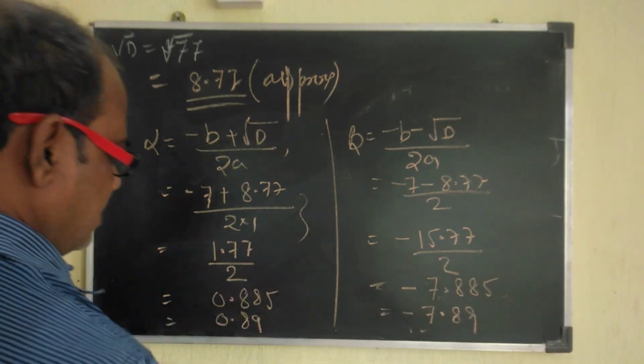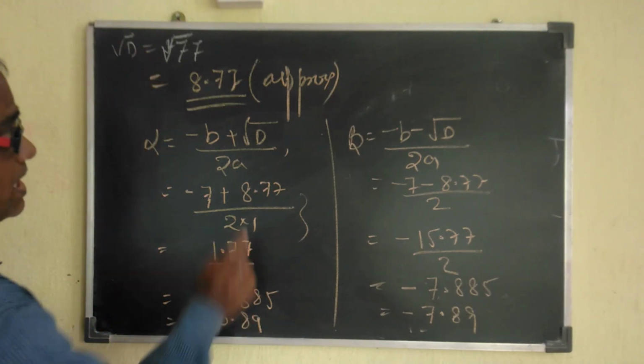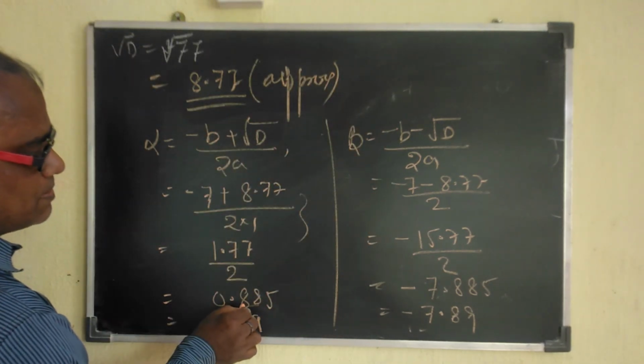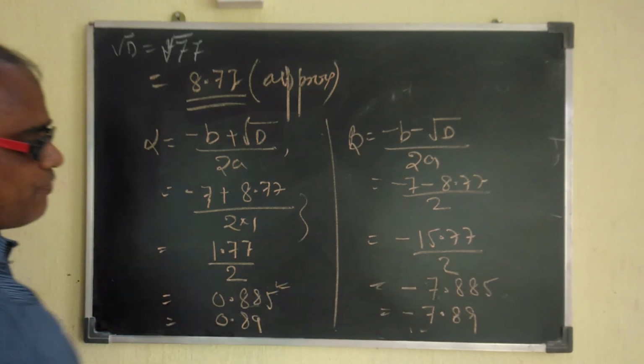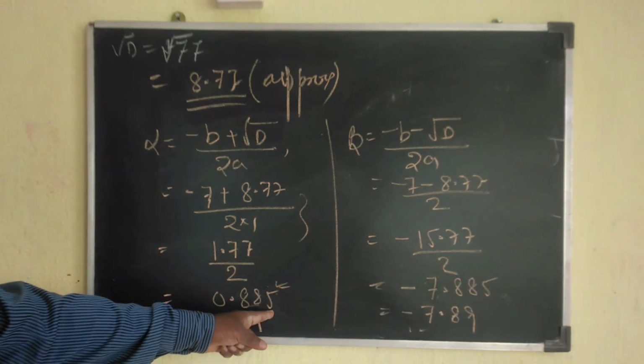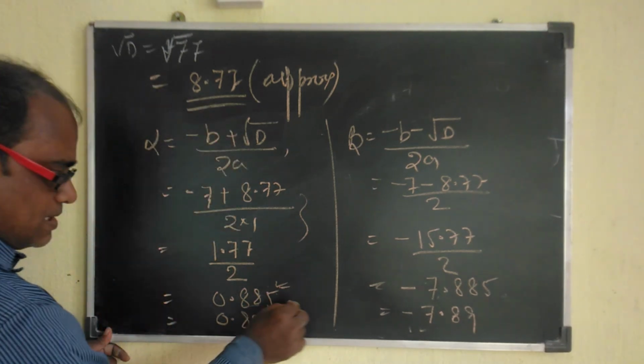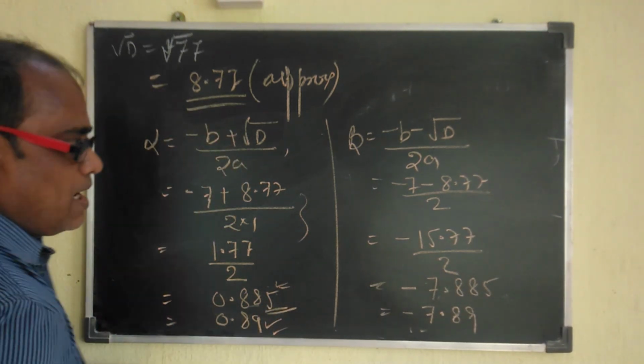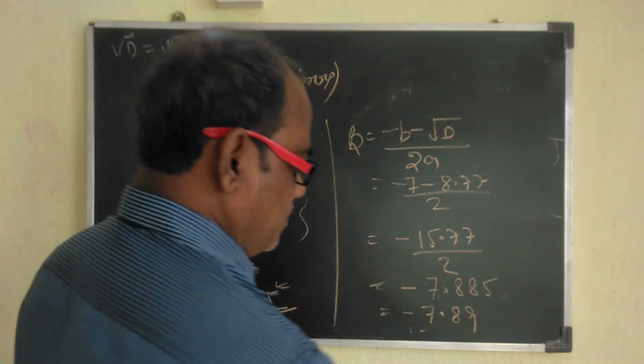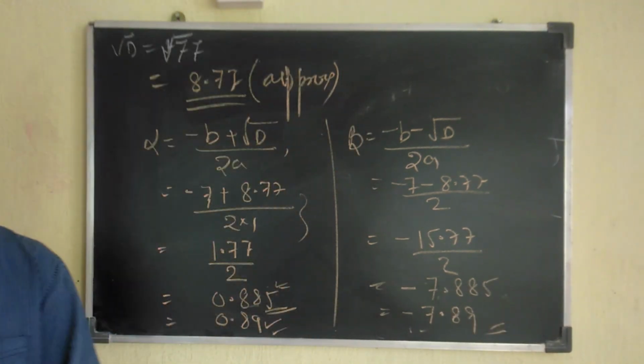So on simplification you get this, and here they have asked up to 2 decimals, so this is up to 2 decimals, because after that what is given here? 5. So you have to maintain this and go to the round figure, so your answer becomes 0.89. Don't leave out the answer here. Your answer should be this, and in the same way your answer should be this.